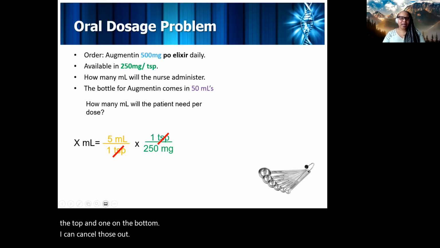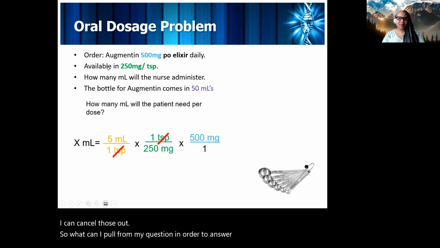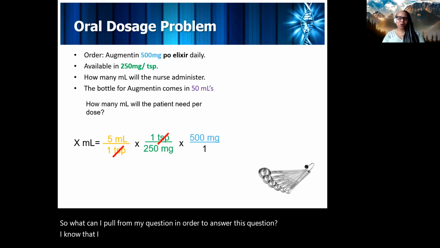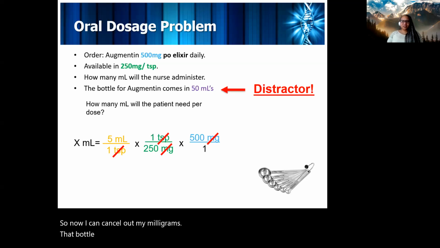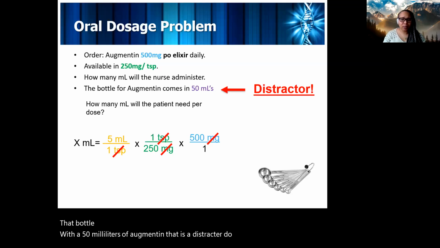So what can I pull from my question in order to answer this question? I know that I have 5 milligrams ordered and I put that over 1. So now I can cancel out my milligrams. That bottle with the 50 milliliters of Augmentin, that is a distractor. Do not let it fool you. It's there to throw you off.